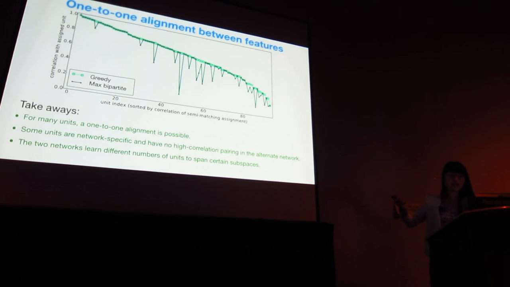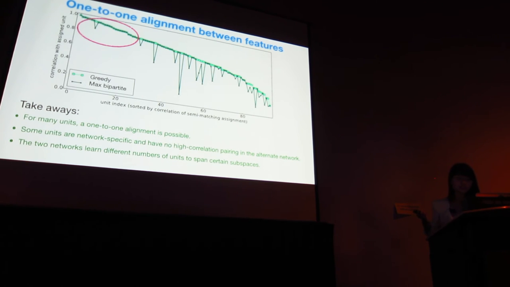And here, for example, is the conv1 layer. The light green dots represent the correlation found by the greedy matching, and the dark green dots represent the correlation found by bipartite matching. And we sort these units by their greedy matching correlation value just for clarity. And there are several observations that can be drawn from this.